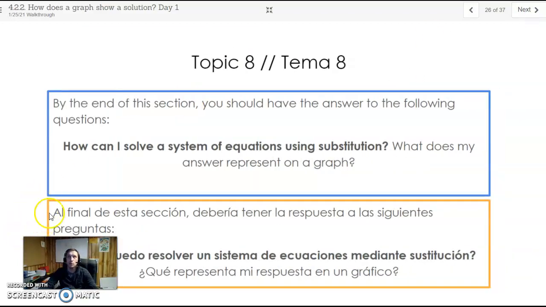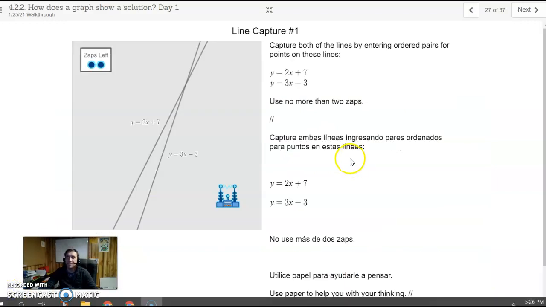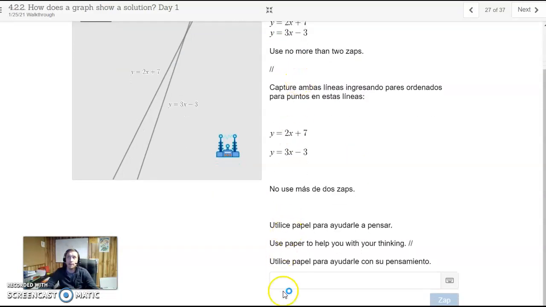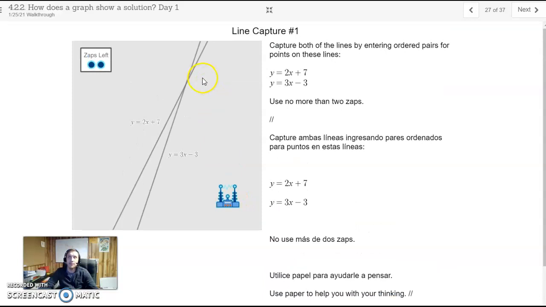All right, so on to topic 8. We are going to review how to solve a system of equations using substitution. Slides 27 and 28 are a fun activity. You're going to try to do an equal value substitution, and when you get that point, plug it in right here and see if you can zap where it hits on this line. Try it a couple of times, and when you're done, go ahead and try slide 28. It walks through the problem for you.